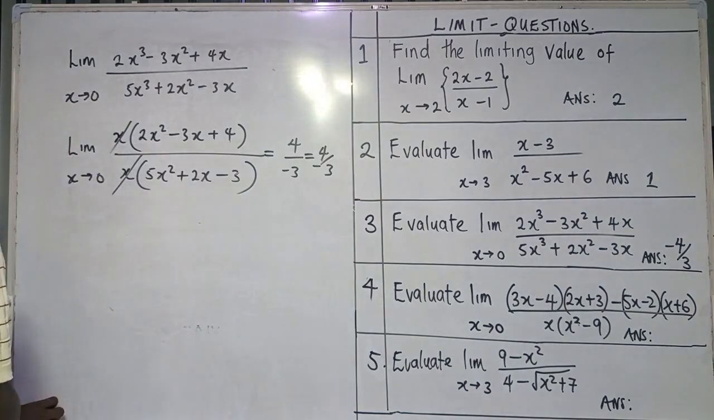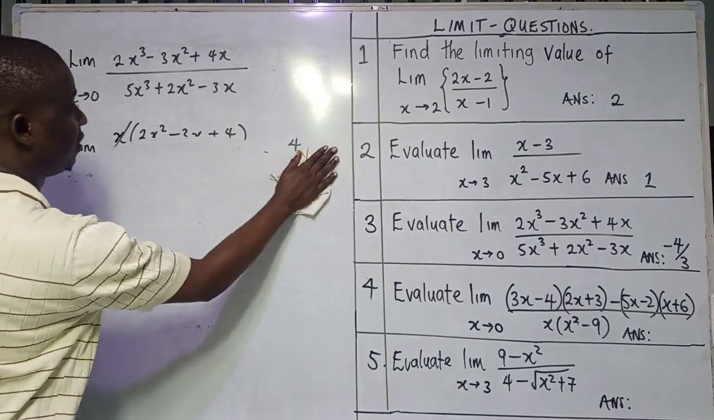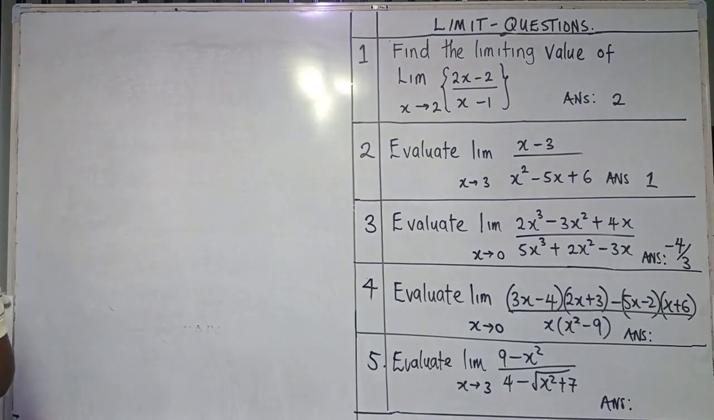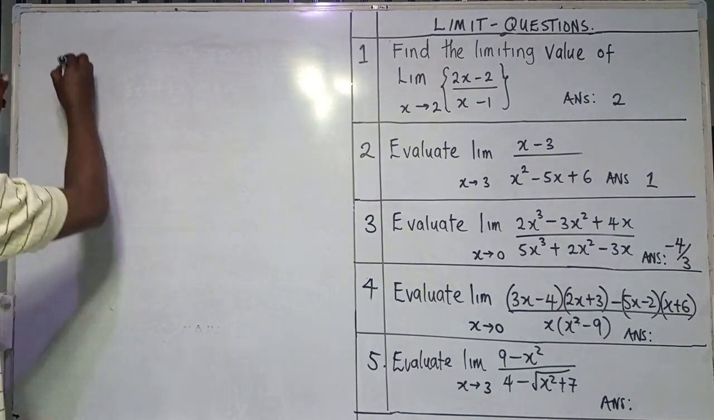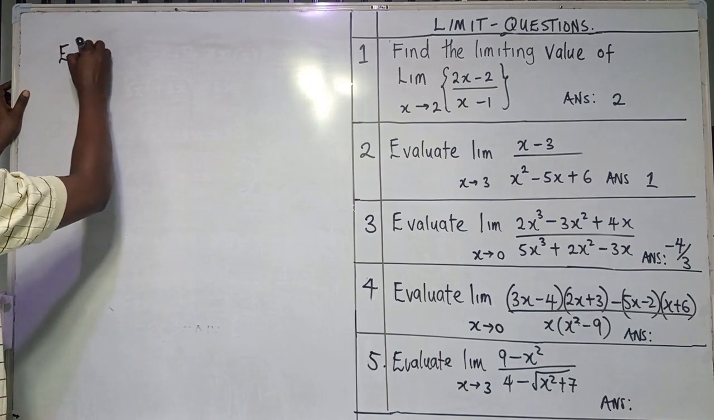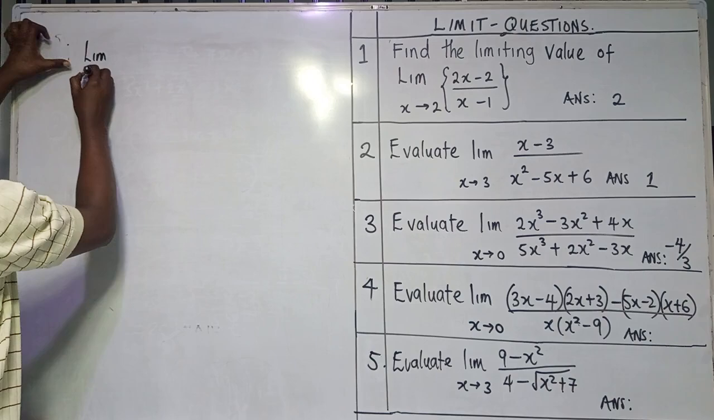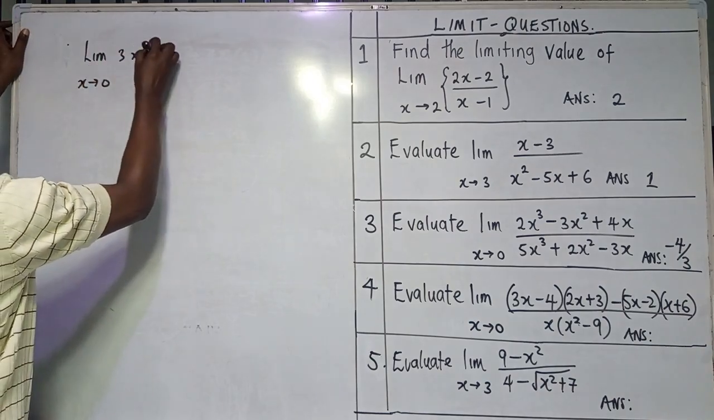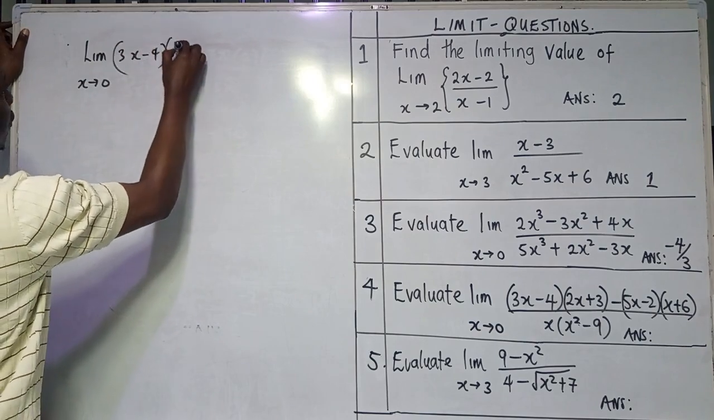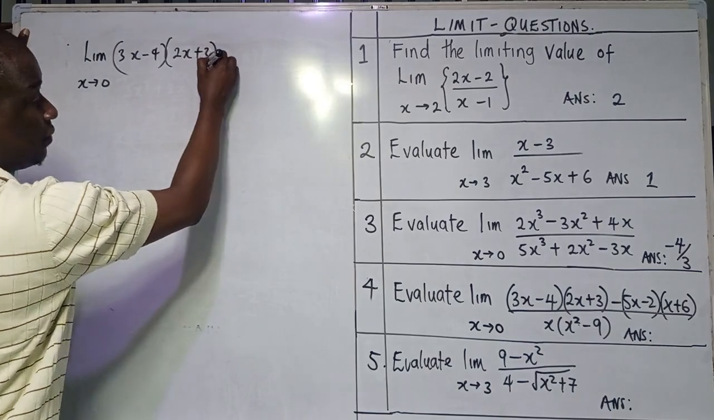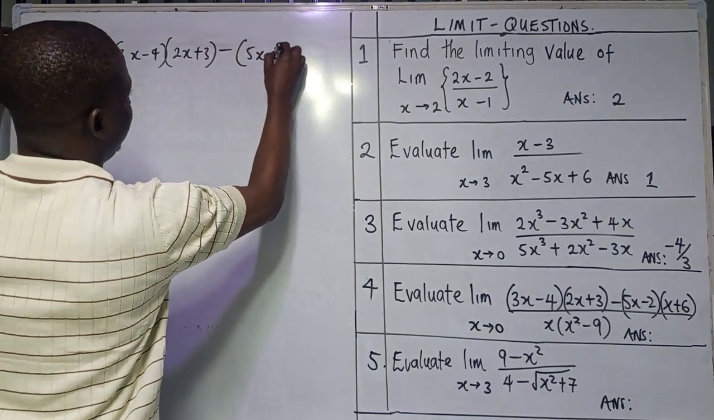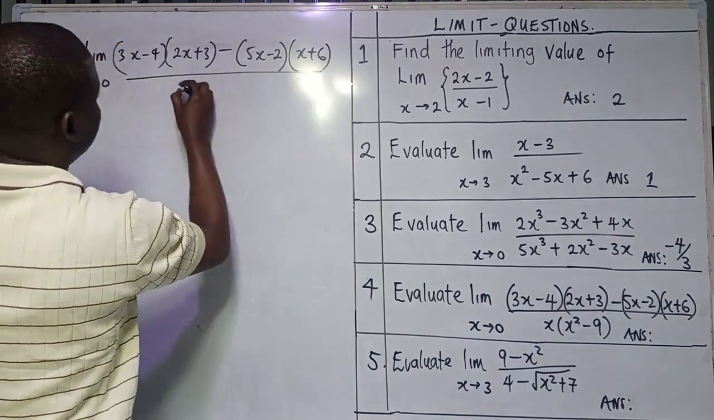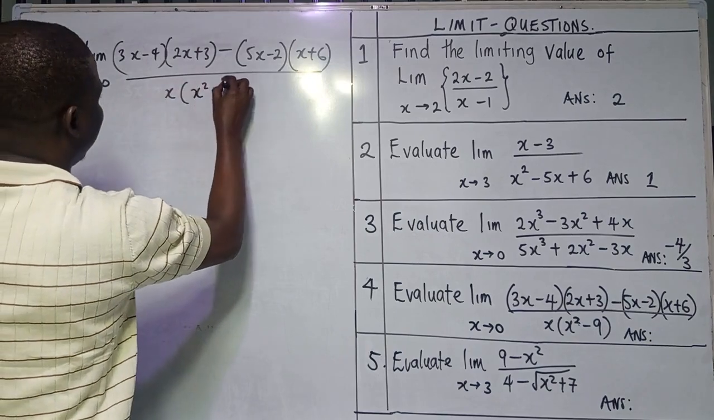I think the next one I will meet. Let me just clear everywhere. Now, number 4 says evaluate the limit as s tends to 0 of (2x plus 3)(3x minus 4) minus (5x minus 2)(x plus 6), all divided by x times (x squared minus 9).